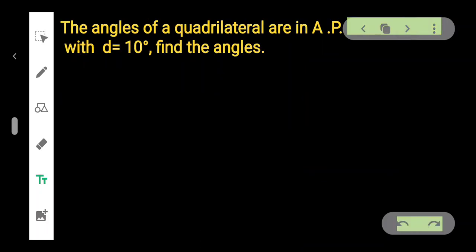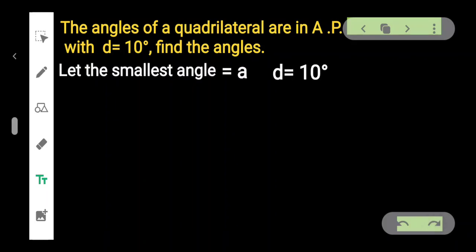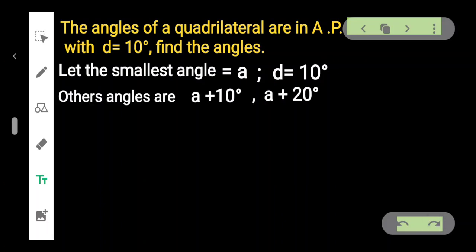Next, last but not least: the angles of a quadrilateral are in AP with a common difference of 10 degrees. Find the angles. Okay, we know about the quadrilateral. There are 4 angles in a quadrilateral, and the sum of interior angles of a quadrilateral is 360 degrees. Let the smallest angle in degrees be A, then D is 10, therefore the next angle must be A plus 10, then again adding 10, A plus 20.